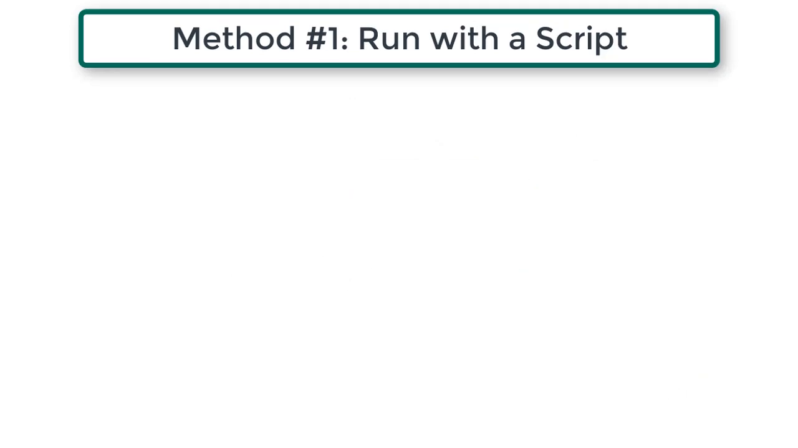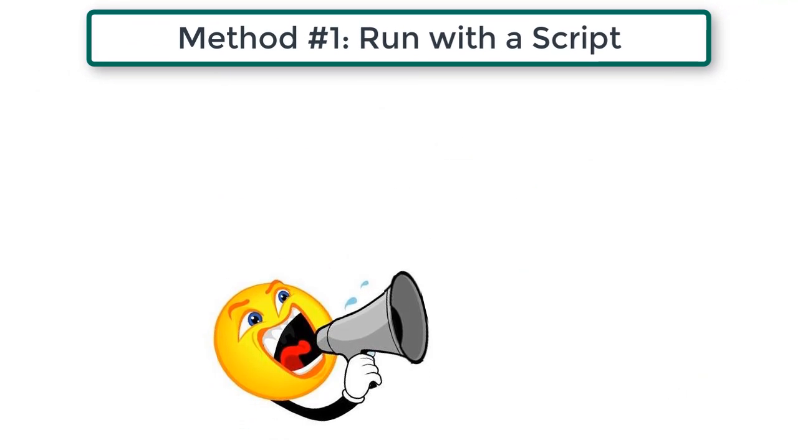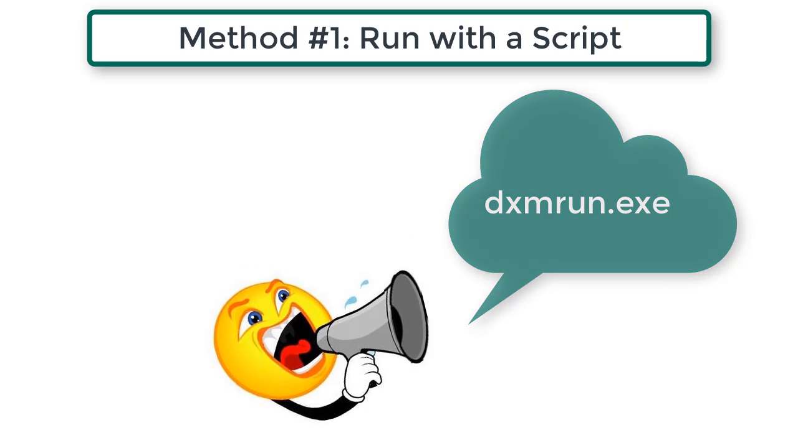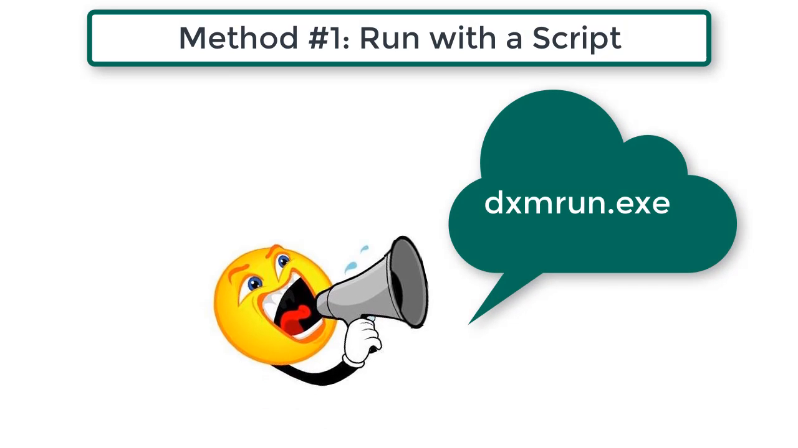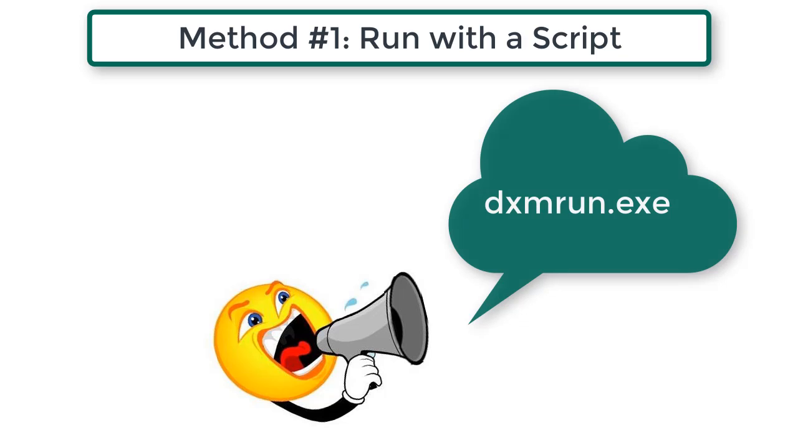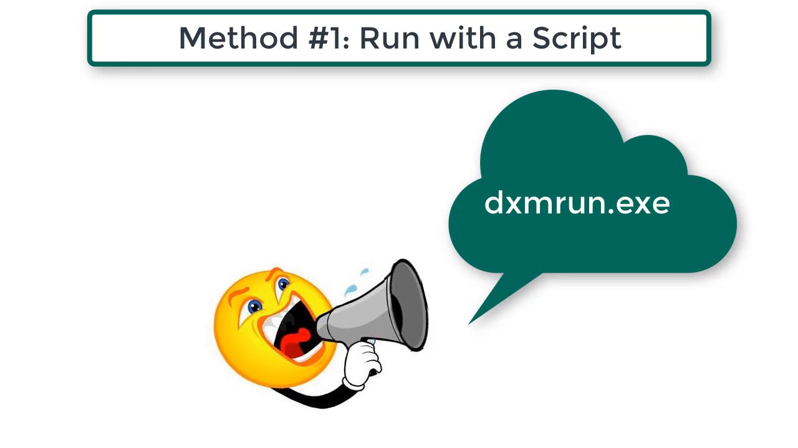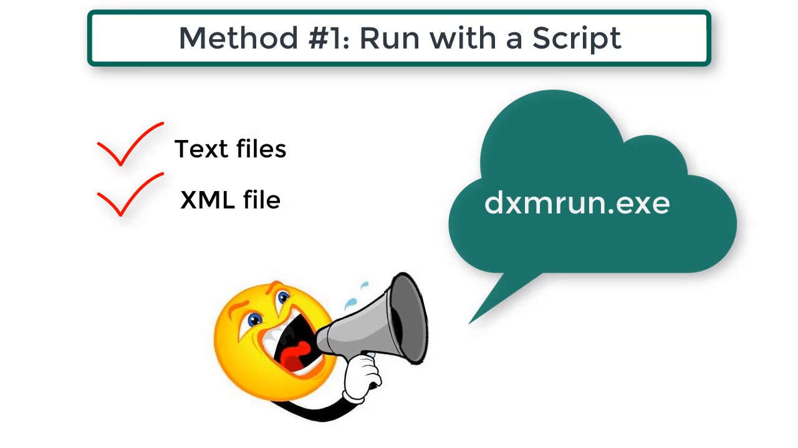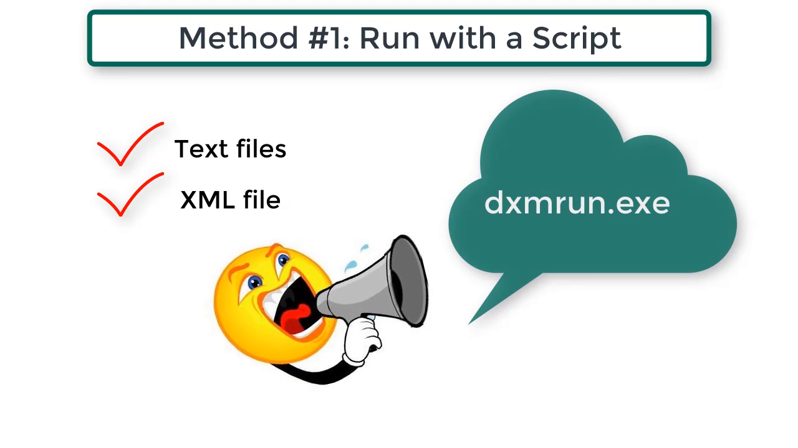The first method is to write a script that calls the dxmrun.exe program, which initiates the import process. This allows you to import orders from your accounting or ERP system without any user intervention. This method can only be used if your DXM project uses text or XML files, and the script can be the same script that creates those files. More information about this method can be found in the Shipping Solutions User Guide.